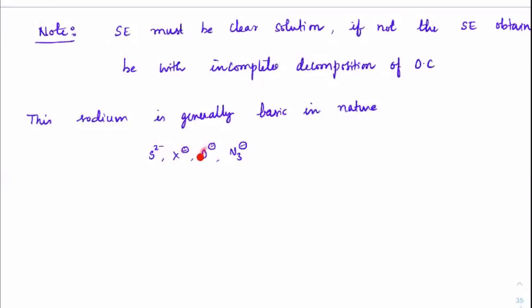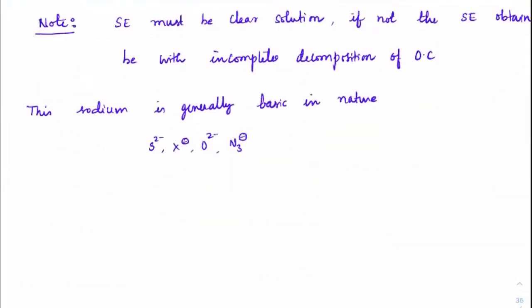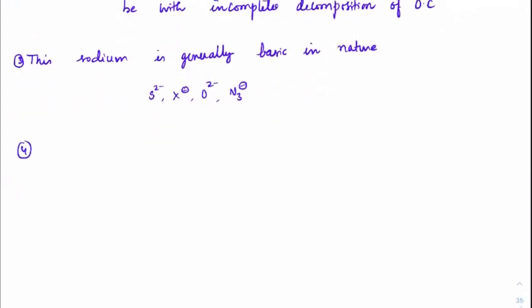O minus isn't the case here, I'll write it as O2 minus. You know that O2 minus is a basic oxide. N3 minus azide also comes from hydrazoic acid. So these are all the basic oxides or halides which are formed with the sodium. All right. So definitely the sodium extract nature would be basic. So this is the third point. And the fourth point which you need to know is, now we want to neutralize this sodium extract.